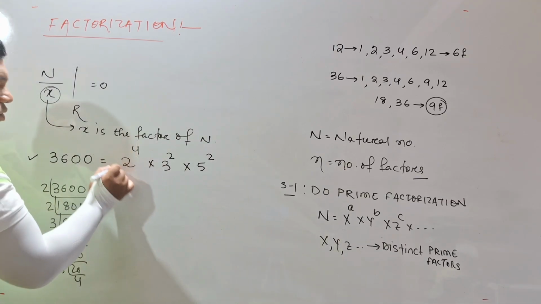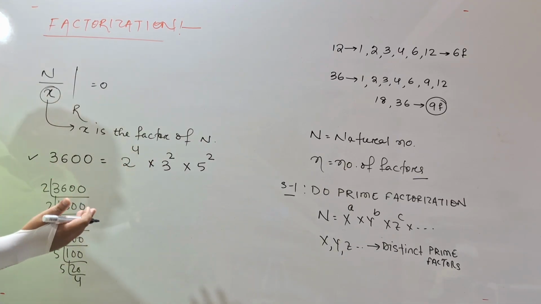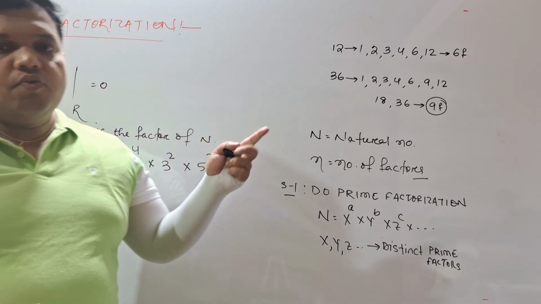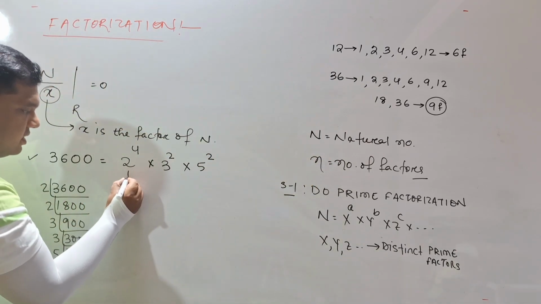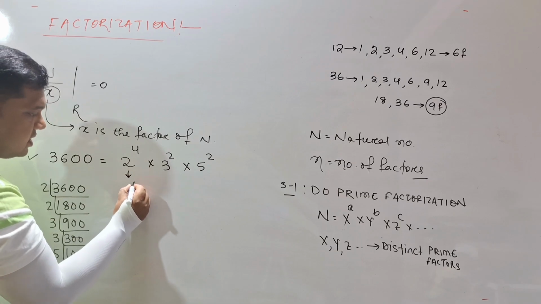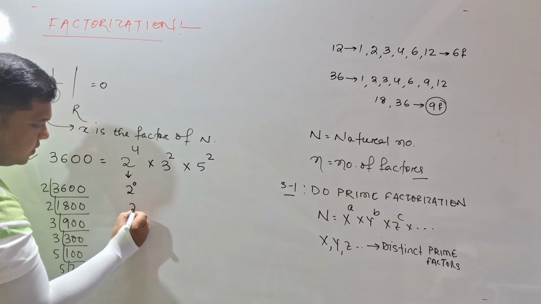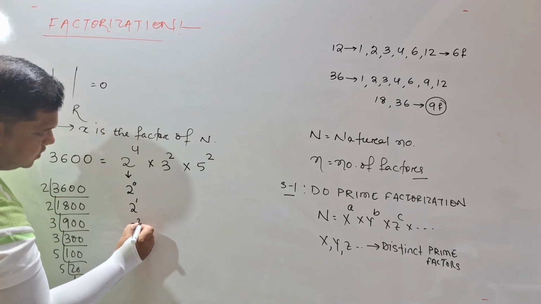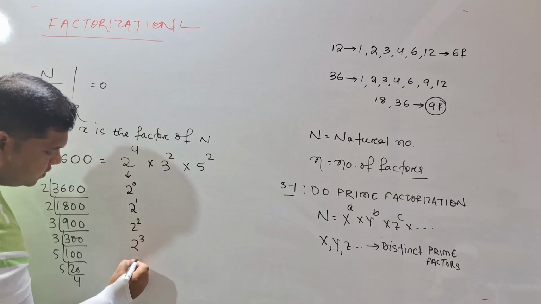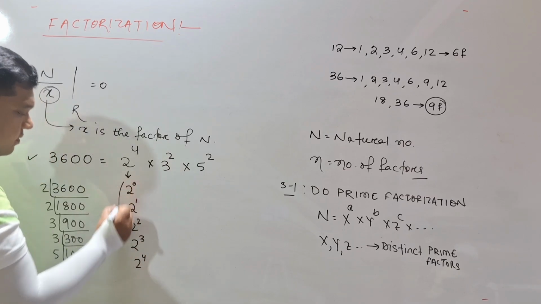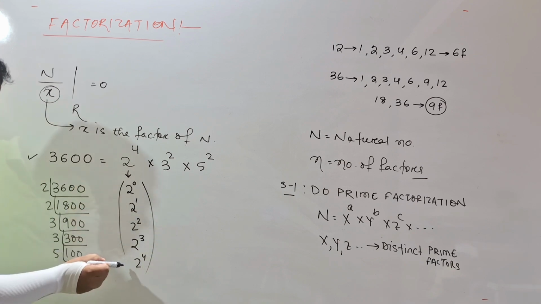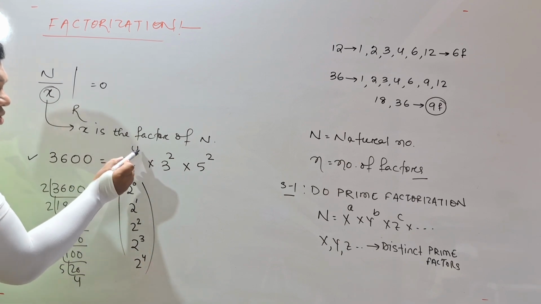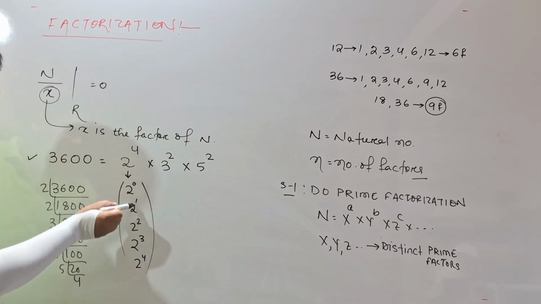Now 2 to the power 4 means what? 16. 16 has how many factors? 1, 2, 4, 8 and 16. So can I write these 5 factors in this way: 2 to the power 0, which means 1, 2 to the power 1, 2 square, 2 cube and 2 to the power 4. 2 to the power 4 is 16. That means here the base is 2. I write the power from 0 up to 4. 2 to the power 0, 1, 2.